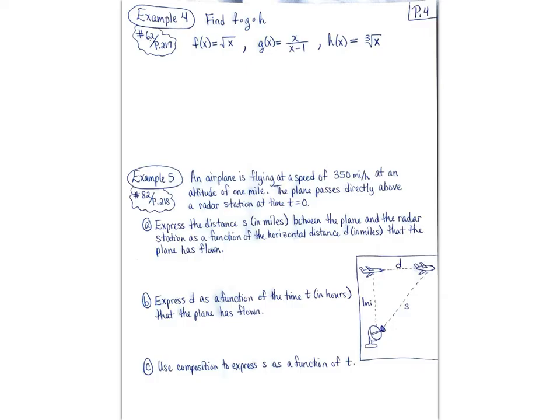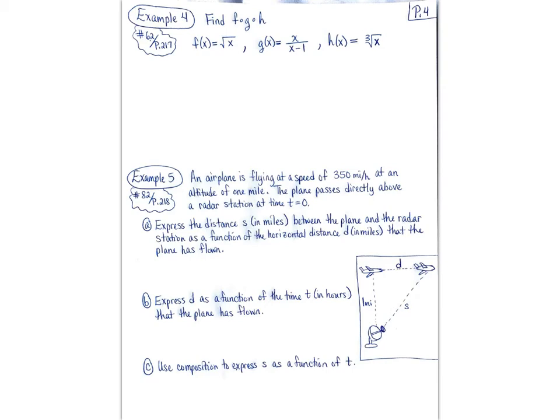All right, now, since we talked about the composition of functions, now let's make it a little bit more challenging here, and let's find the composition of 3 functions instead of 2. So we have f of x is equal to the square root of x, g of x is equal to x divided by x minus 1, and h of x is equal to the cube root of x. Let's find f of g of h of x.